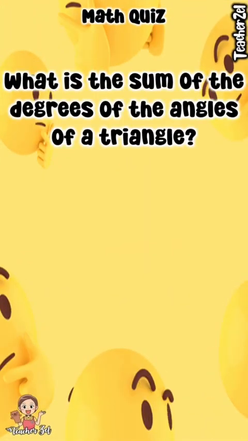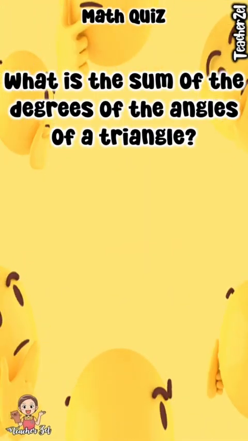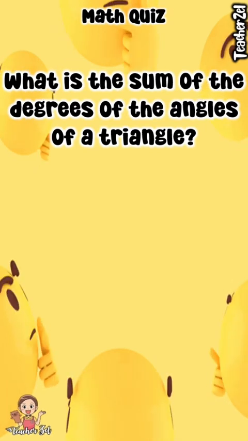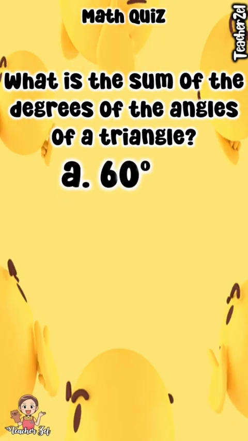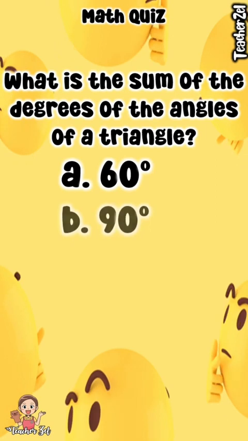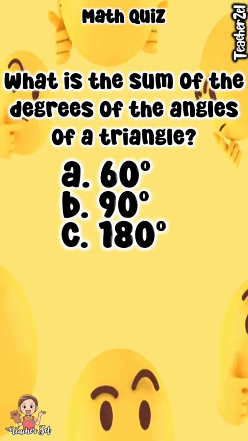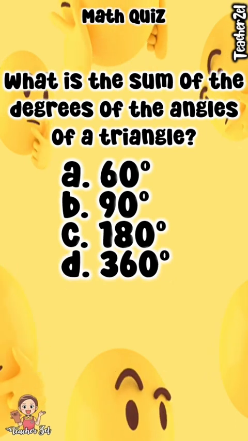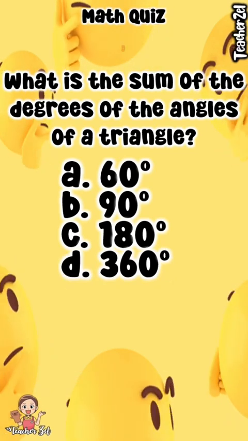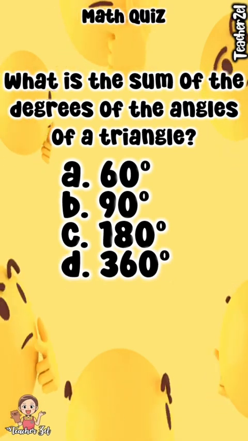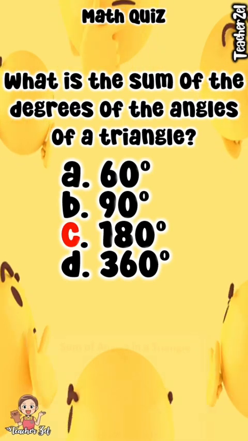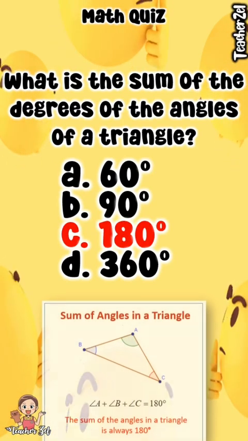What is the sum of the degrees of the angles of a triangle? A. 60 degrees, B. 90 degrees, C. 180 degrees, D. 360 degrees. The answer is C. 180 degrees.